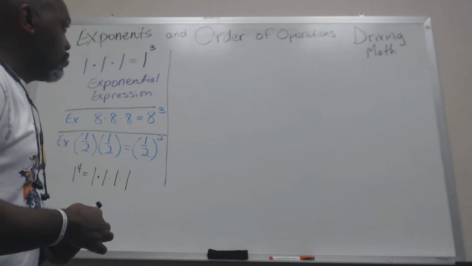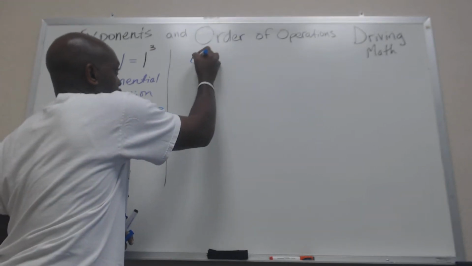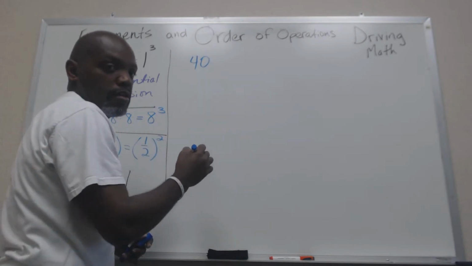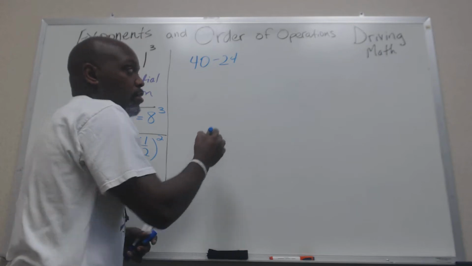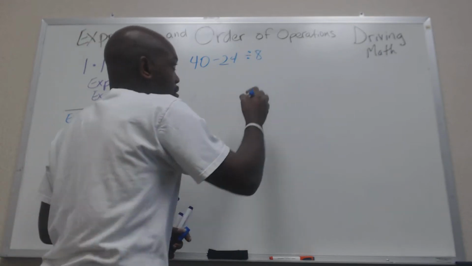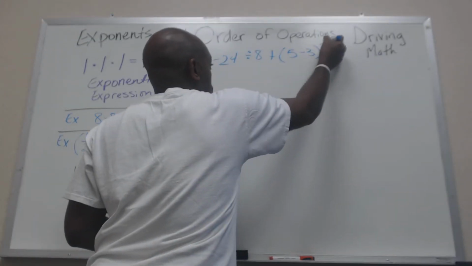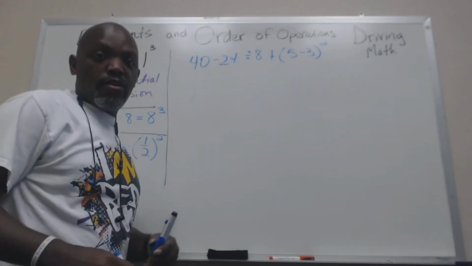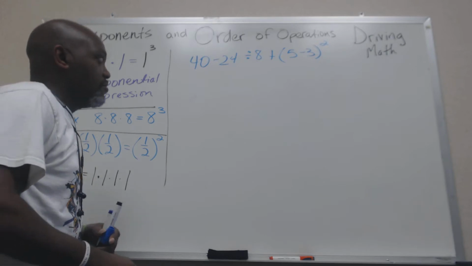Now that leads us into order of operations. So here's our problem. 40 minus 24 divided by 8 plus 5 minus 3 to the 2nd power. And if you hear any noise in the background, that's because I'm in the library.